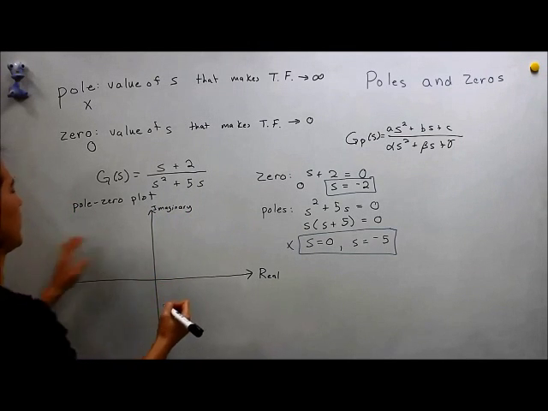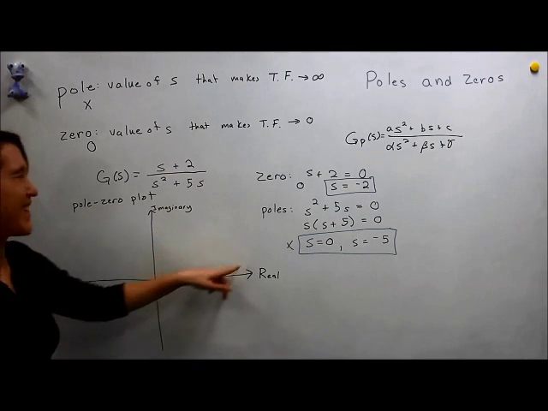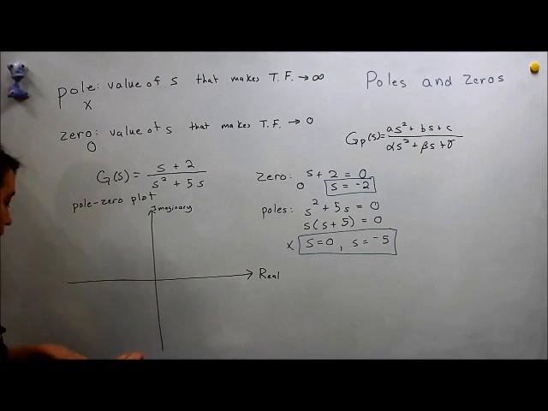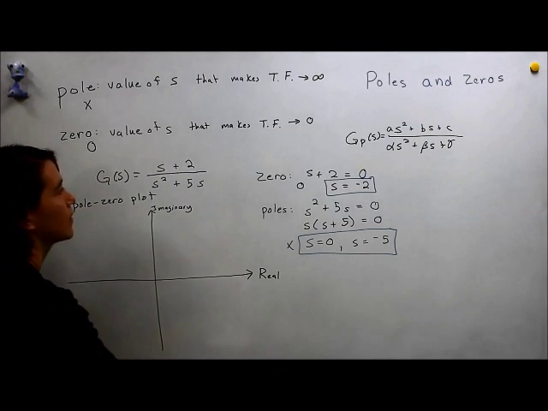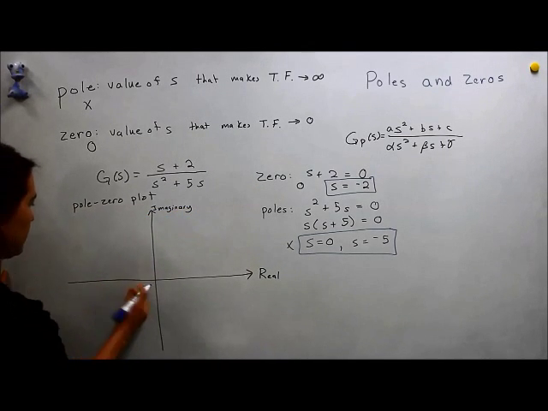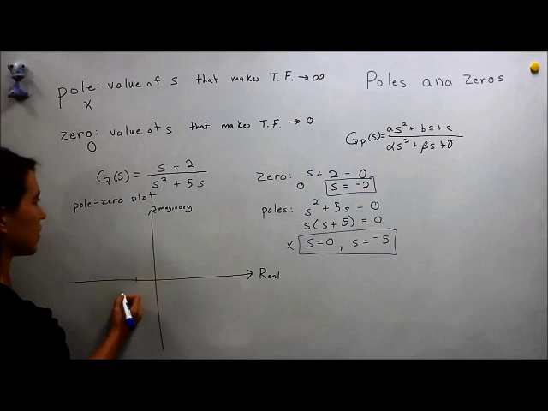Imaginary, that looks weird, but okay. The real and imaginary axis, right? So all we have to do is use these appropriate symbols to map them correctly. So we have a 0 at negative 2.